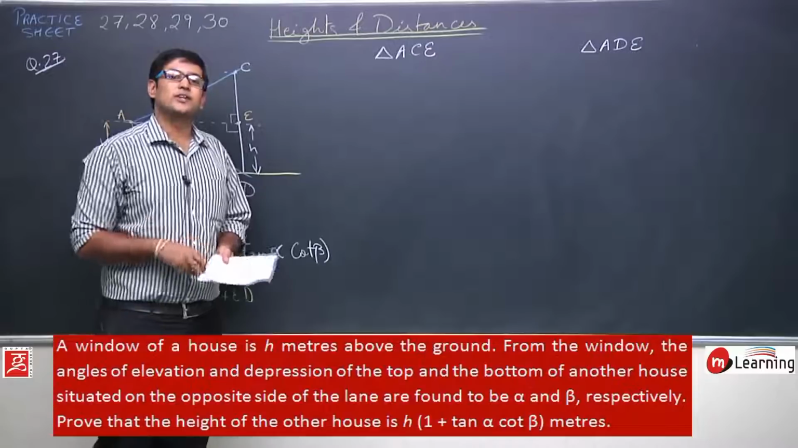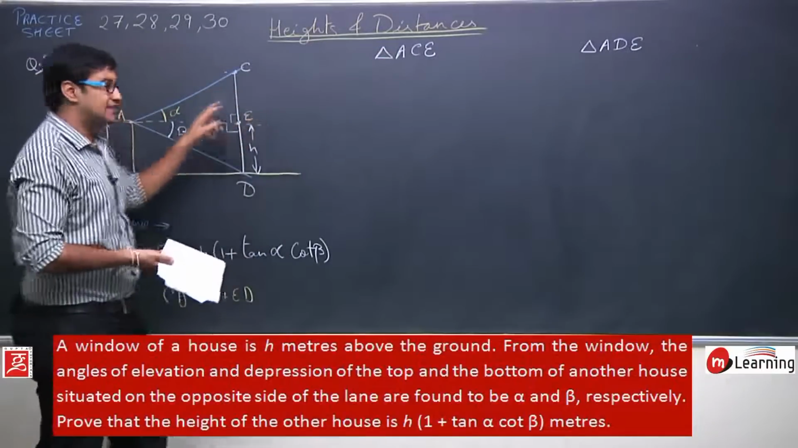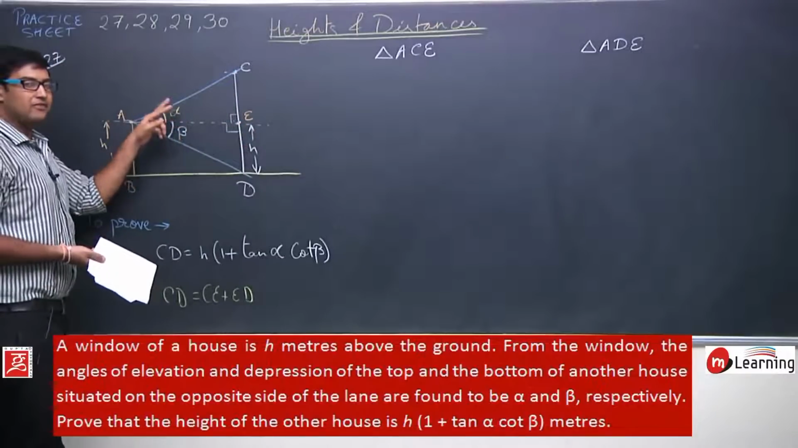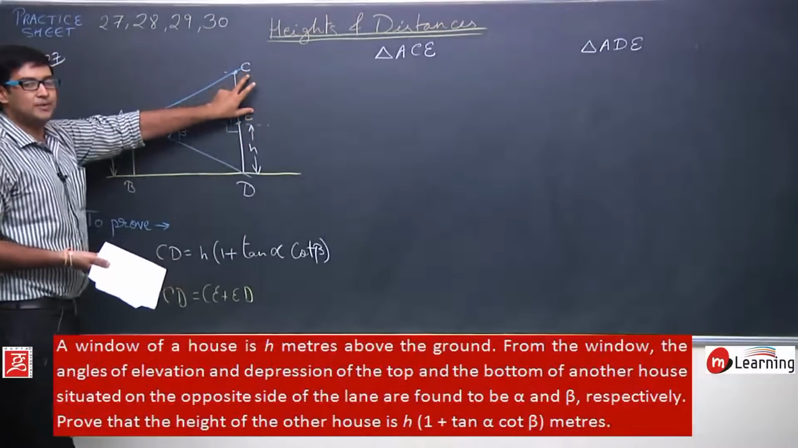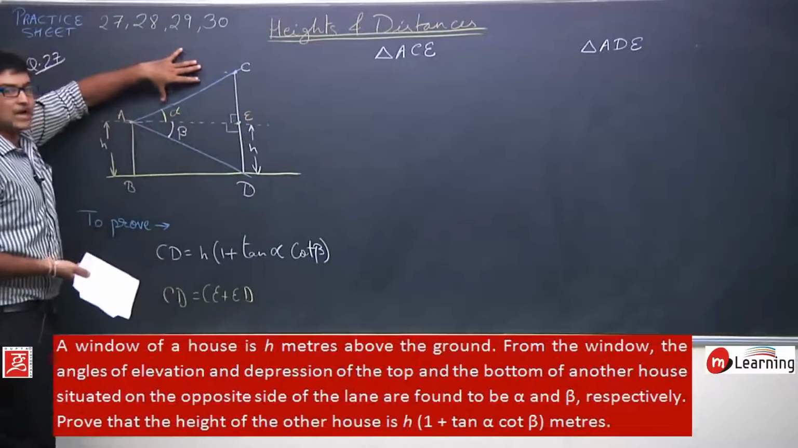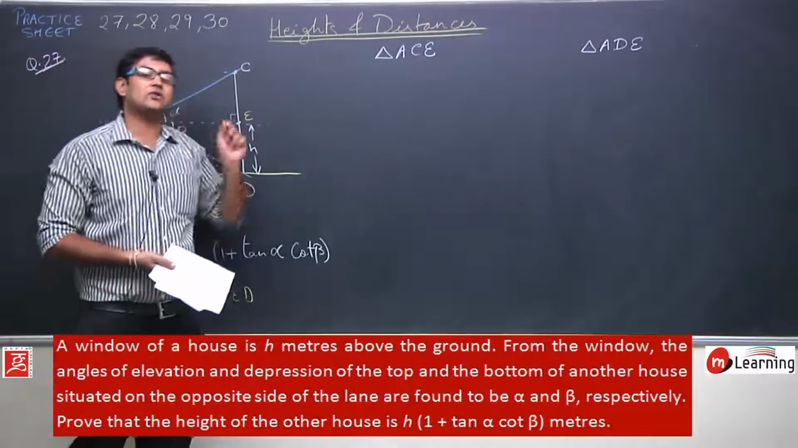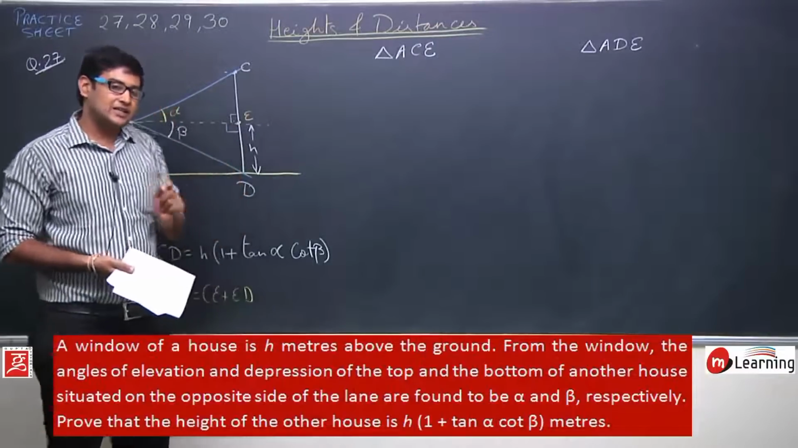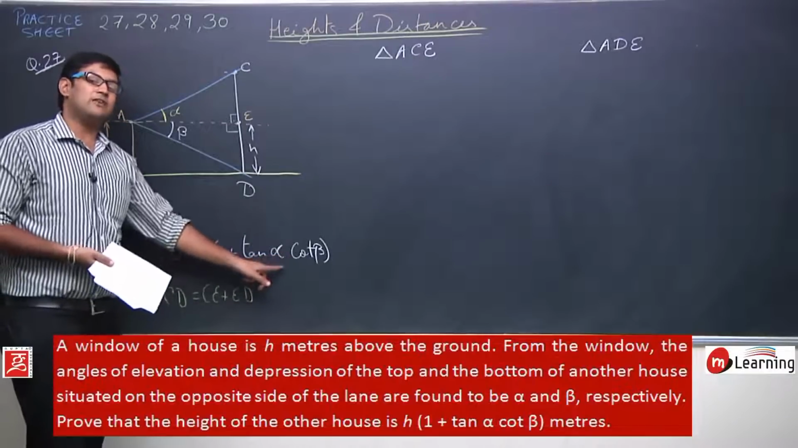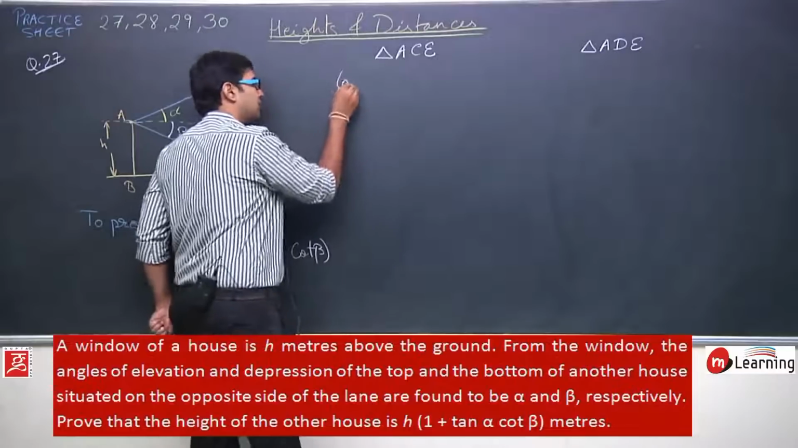Now further I can see in triangle ACE, I have this angle as alpha, and with respect to this angle, this CE is the perpendicular, this AE represents the base and this AC is the hypotenuse. But which trigonometric ratio should I calculate? I can very clearly see that in the proof I have tan of alpha. So that's why I will calculate the value of tan alpha.